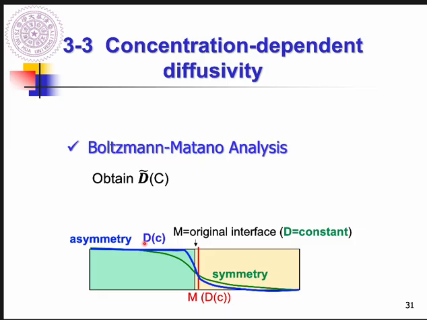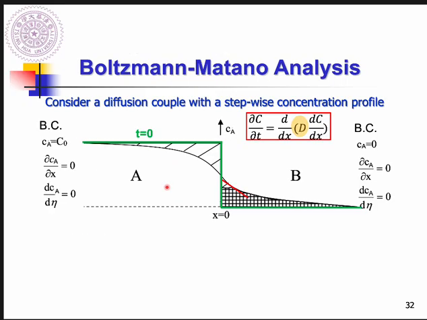constant, it changes with concentration, then you need an analysis tool to help you obtain how D changes with concentration. So this is the analysis method we are going to introduce to you. We call it Boltzmann-Matano analysis.